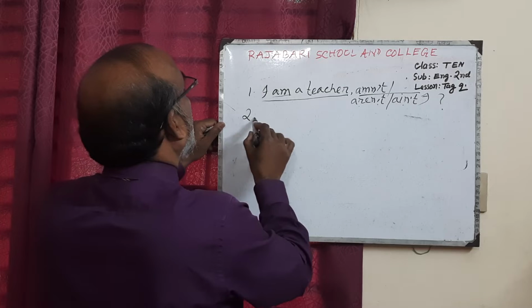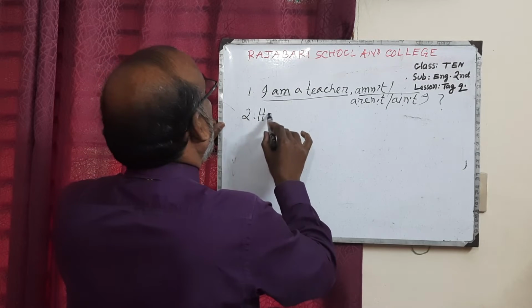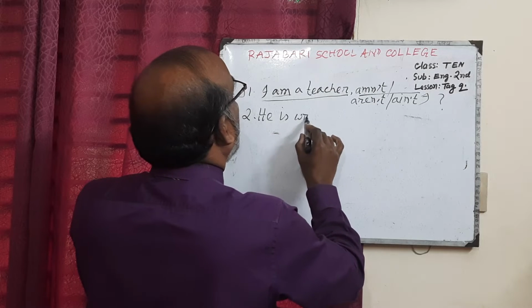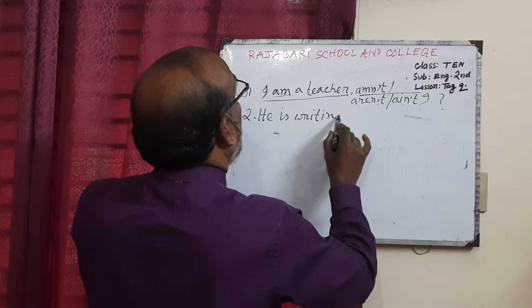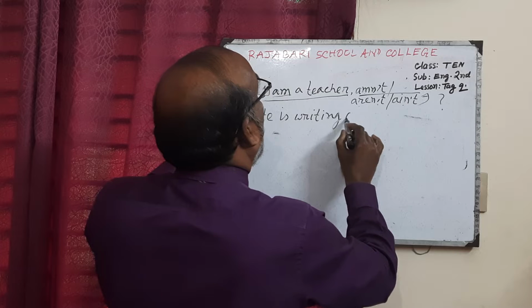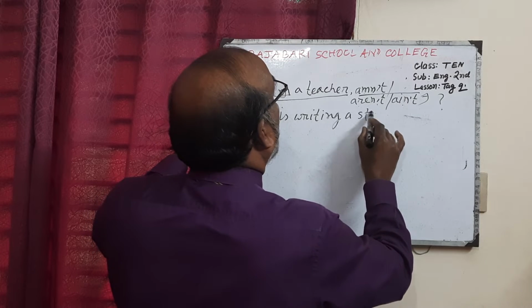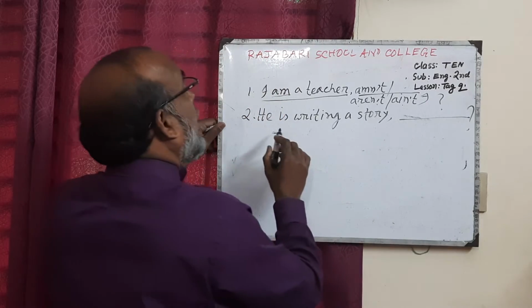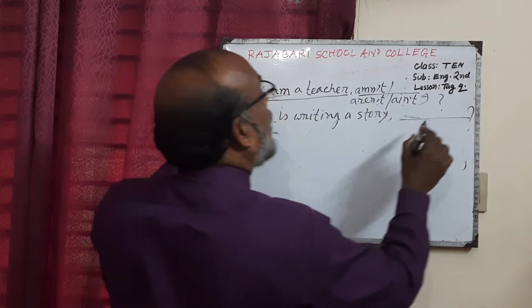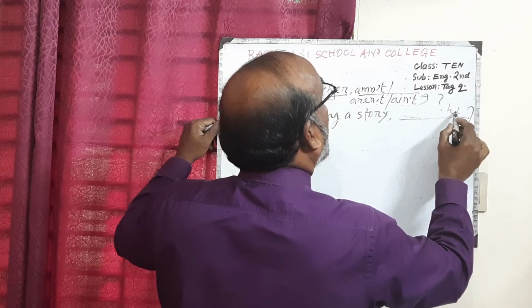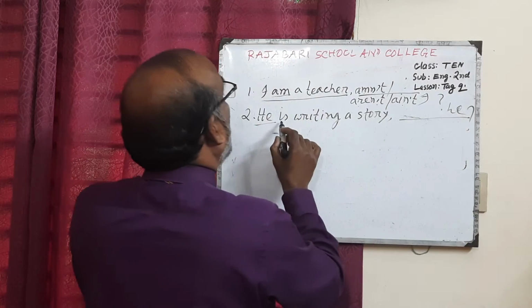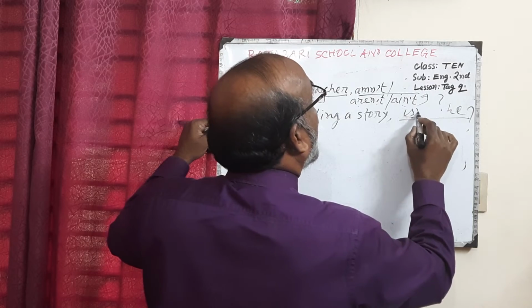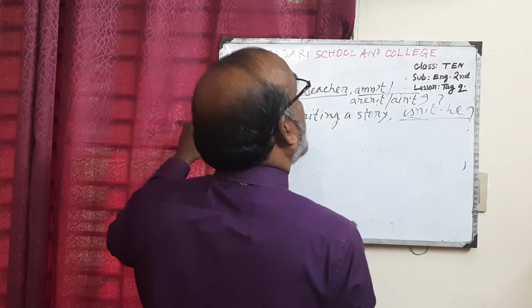Next, he is writing a story. Here the subject is he, and the auxiliary verb is is, so I will use isn't here: isn't he?